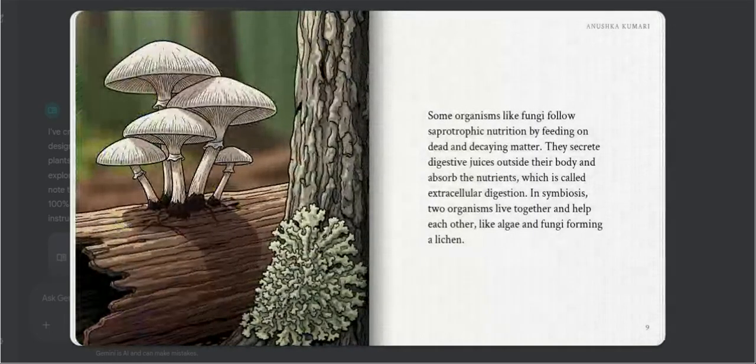Some organisms like fungi follow saprotrophic nutrition by feeding on dead and decaying matter. They secrete digestive juices outside their body and absorb the nutrients, which is called extracellular digestion. In symbiosis, two organisms live together and help each other, like algae and fungi forming a lichen.